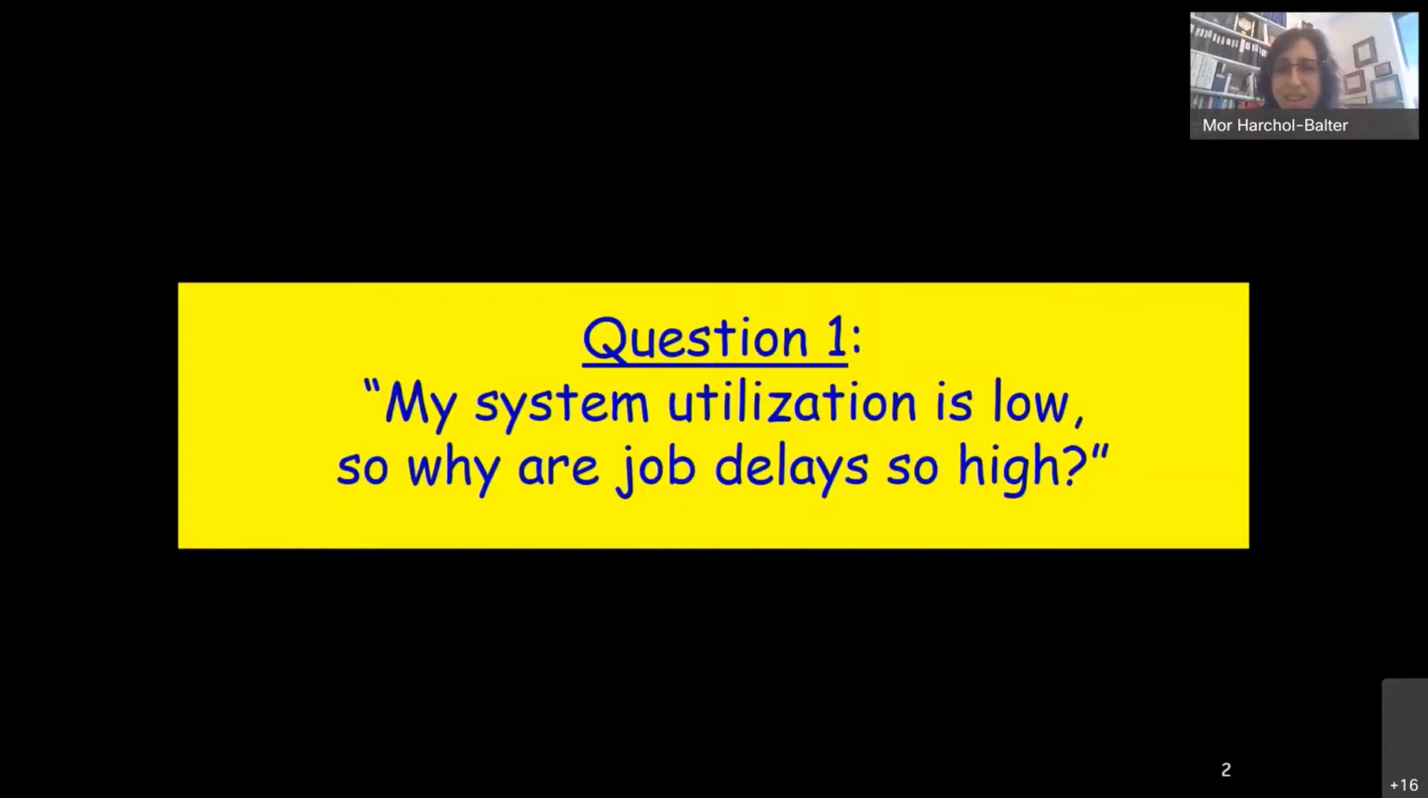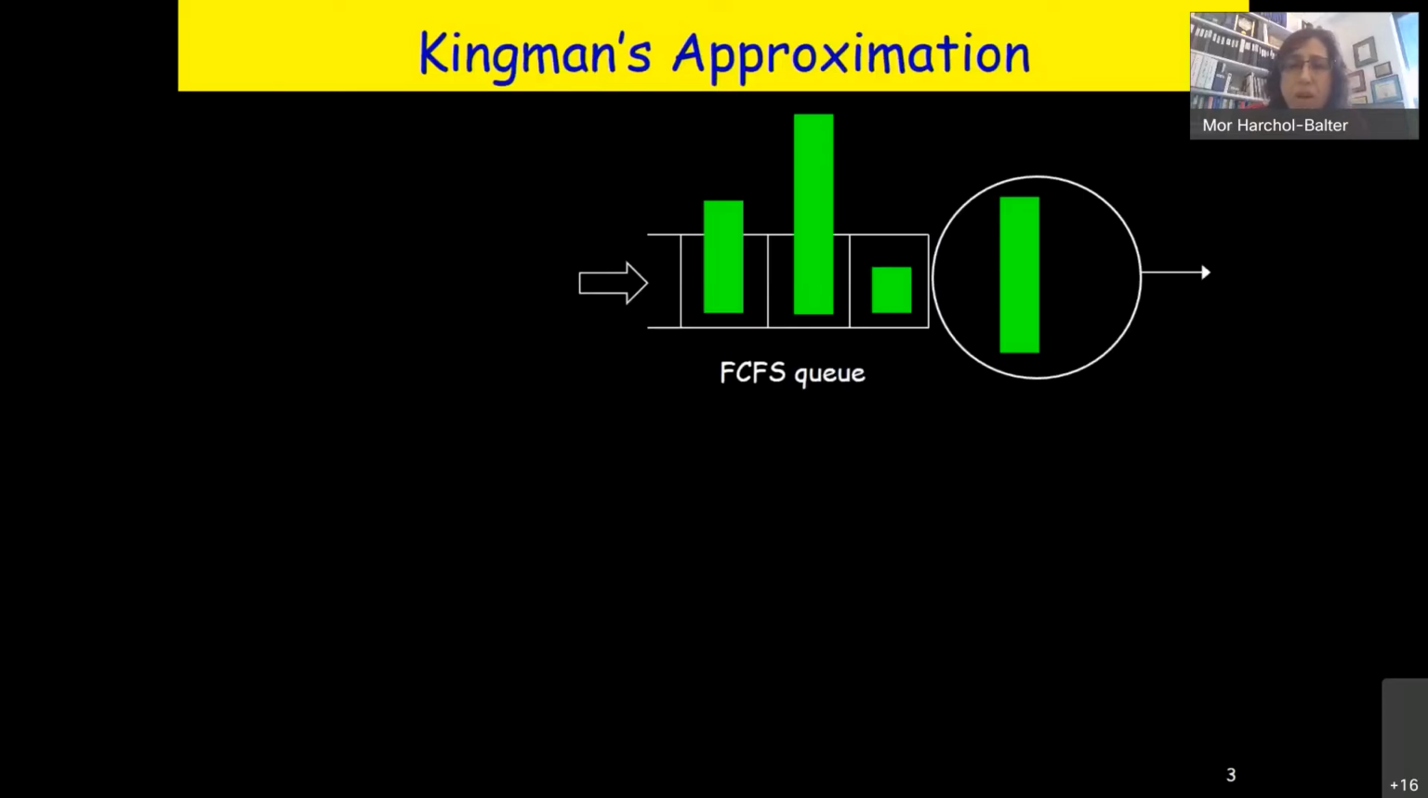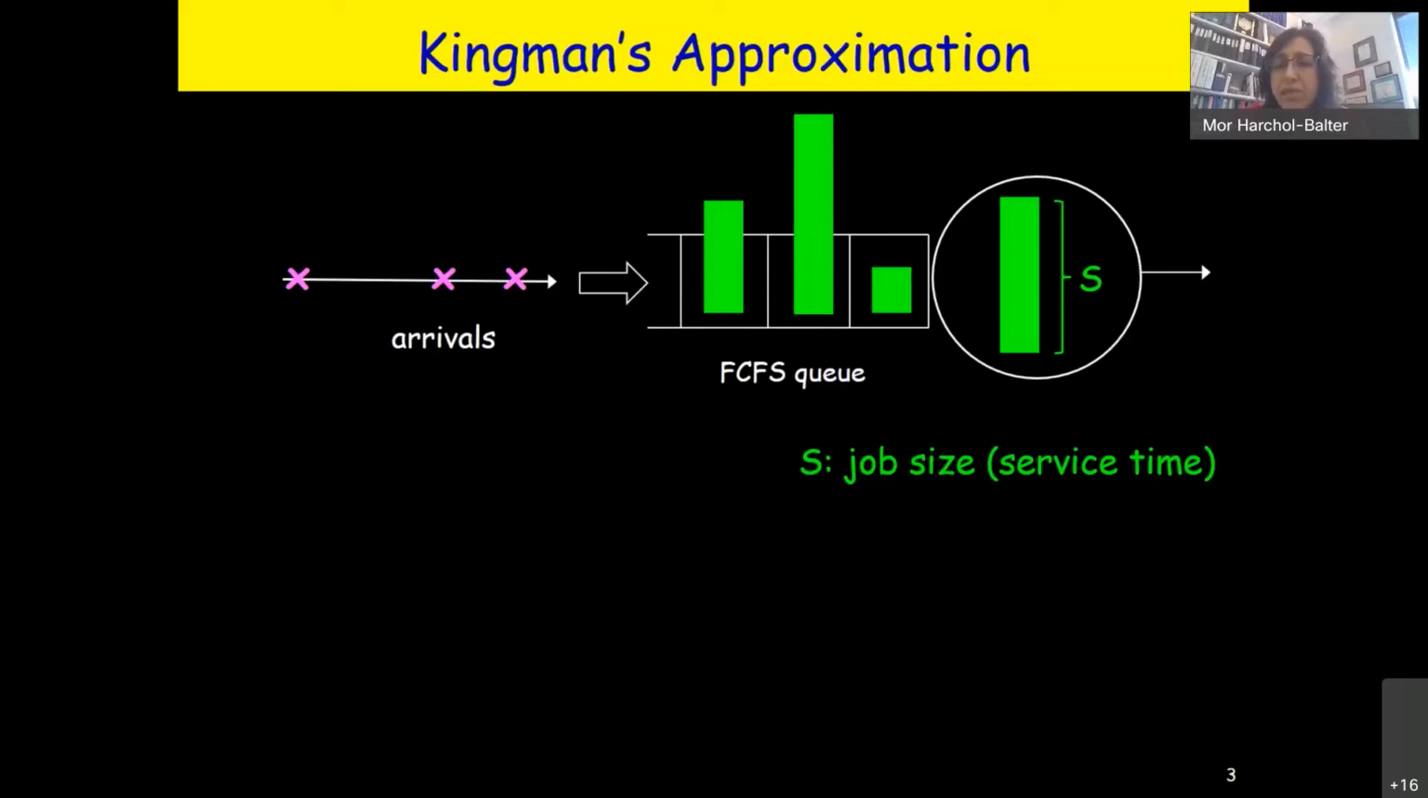And the answer is very simple for performance modelers. The answer comes from Kingman's approximation. So if you think about a first come, first serve queue, and you have these jobs of different sizes, some are big and some are small. And then you think about arrivals coming into the queue, so these are the arrivals. And here S is a random variable denoting the job size. Again, some are big sizes, some are small sizes. And then A is a random variable denoting the inter-arrival time, the time between arrivals.